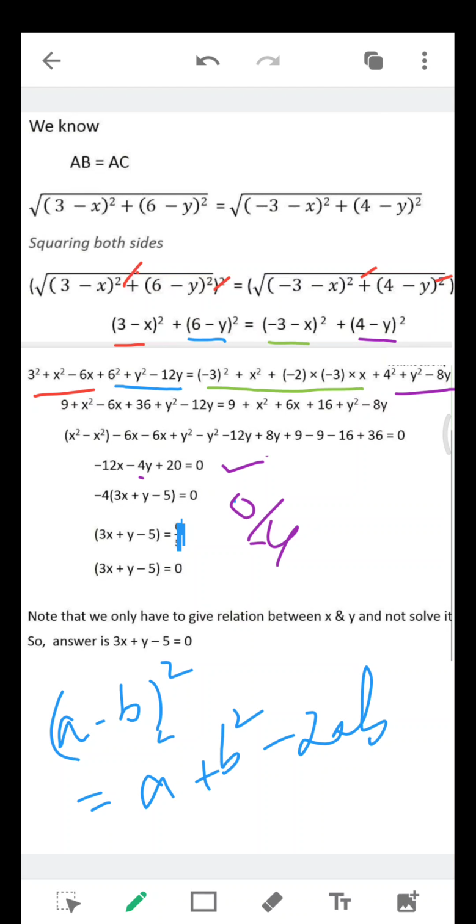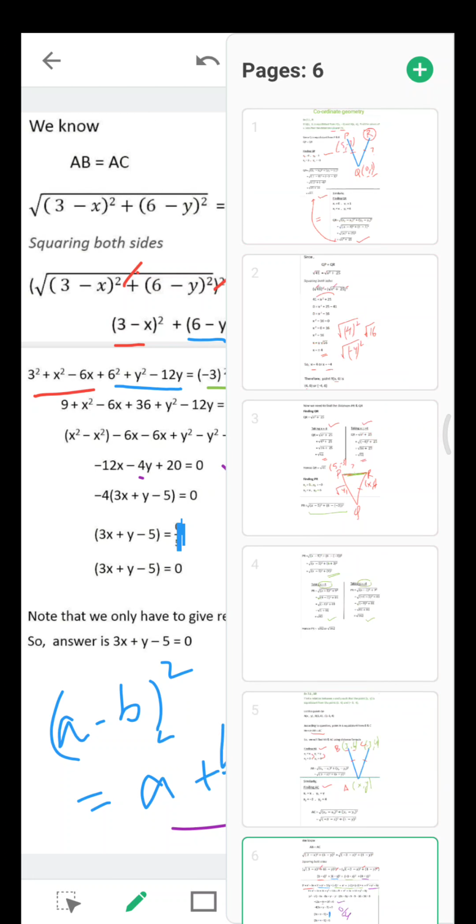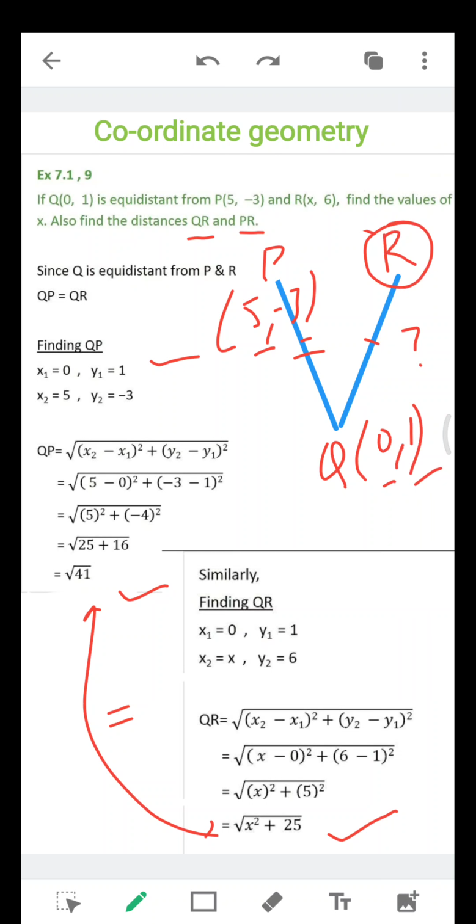So finally the relation between x and y is 3x plus y minus 5 equals 0. You have to solve it very carefully by applying the formula a minus b whole square, expanding it and cancelling the terms which get cancelled. So the relation between x and y comes out to be 3x plus y minus 5. So this is the way we solve different questions using the distance formula. Okay, and you need a lot of practice.